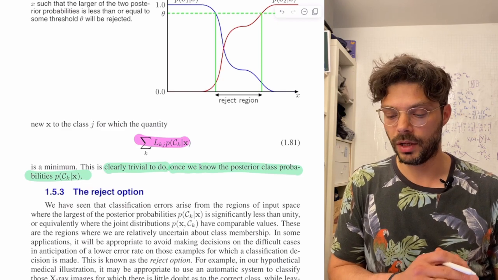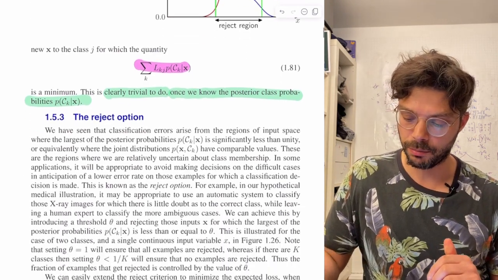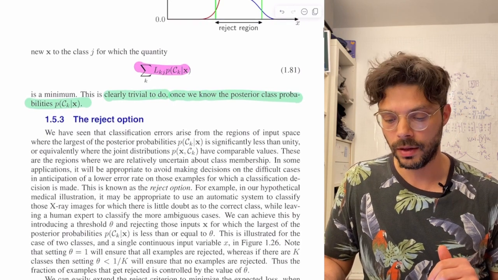Very good. So I think that's all I want to talk about in this section. Next time we'll have a very brief section on something called the reject option. And I'll see you then.